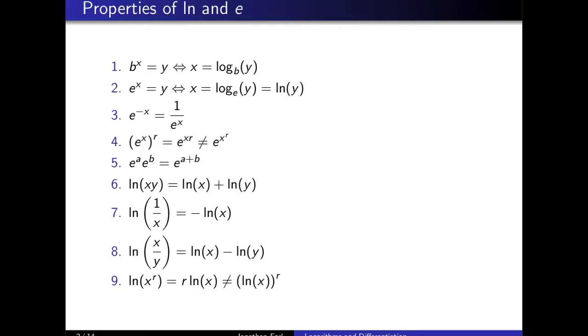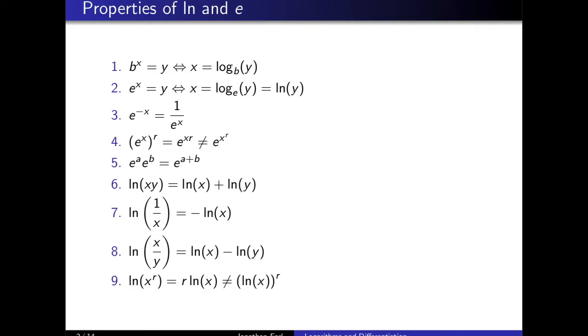And then the important ones for what we're going to do here are rules for logarithms. So if we have the natural logarithm of x times y, we can rewrite that as ln x plus ln y. If we have the natural logarithm of 1 over x, that's minus the natural logarithm of x. And then if we have the natural logarithm of x divided by y, that'll just be ln x minus ln y.